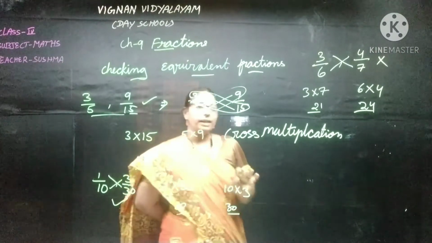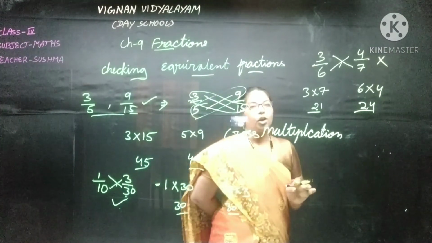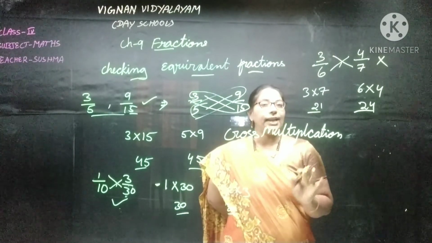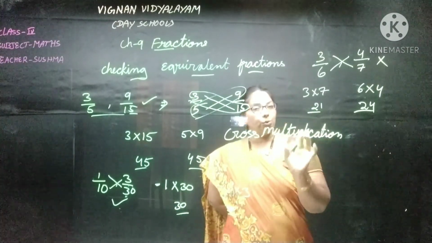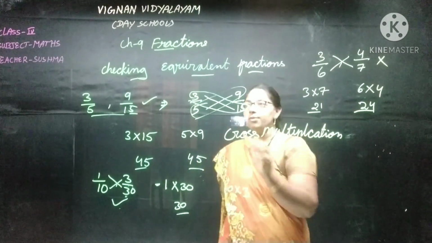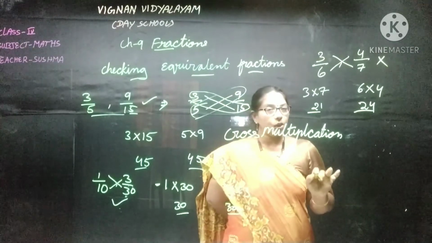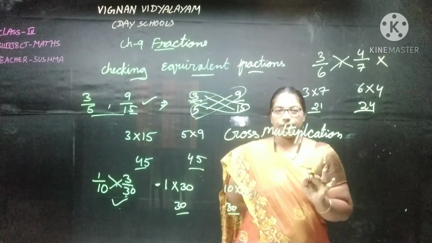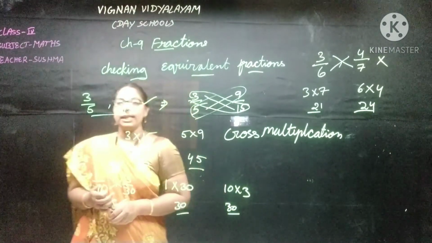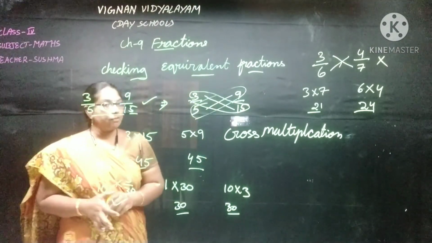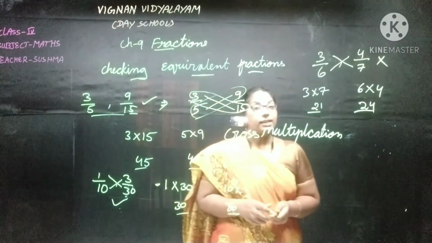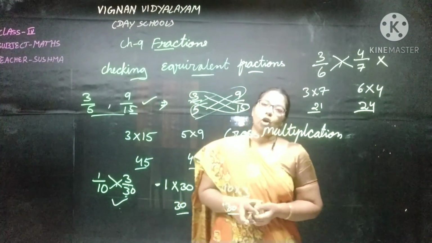Okay, children? To find whether the given fractions are equivalent or not, what we have to do? We have to do cross multiplication and we have to check the answers. If the two answers we got are same, those will be equivalent fractions. If the product is not same, those are not equivalent fractions. Okay, children, understood? So in this session we have learned about equivalent fractions, right? What are equivalent fractions, how to find the equivalent fractions, and how to check whether the given fractions are equivalent or not.